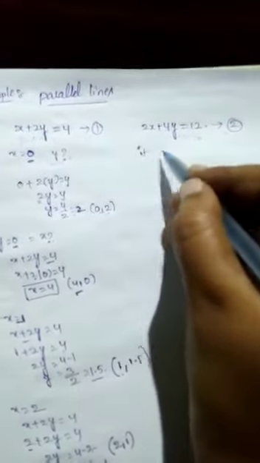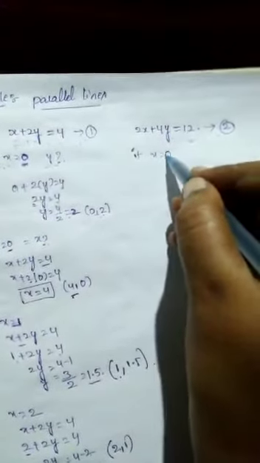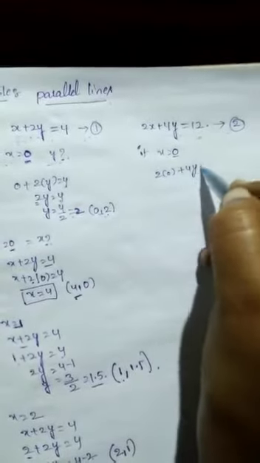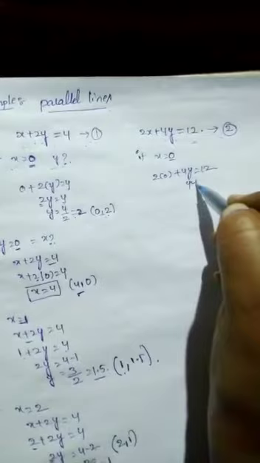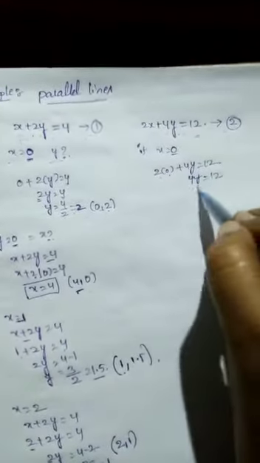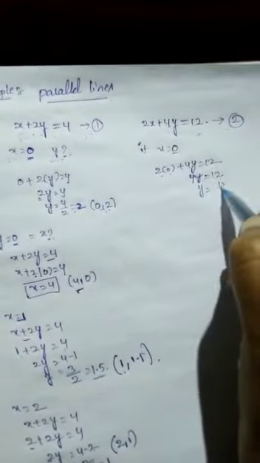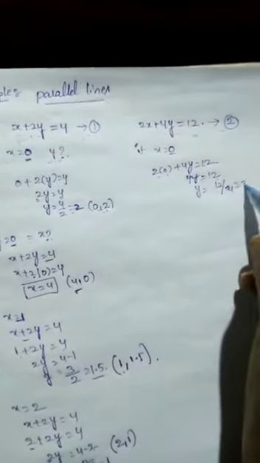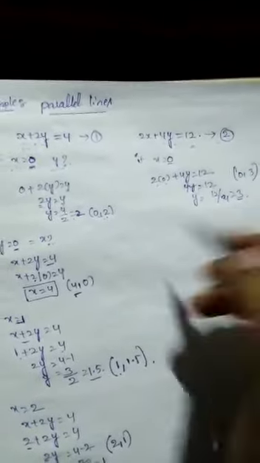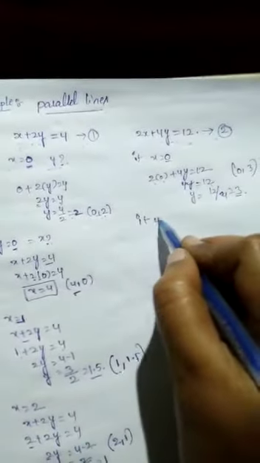Next equation, 2x plus 4y equal to 12. If x equal to, I take 0: 2 into 0 plus 4y equal to 12. 4y equal to 12, since 2 into 0 is 0. y equal to 12 by 4, which is equal to 3. Here the point is (0, 3).